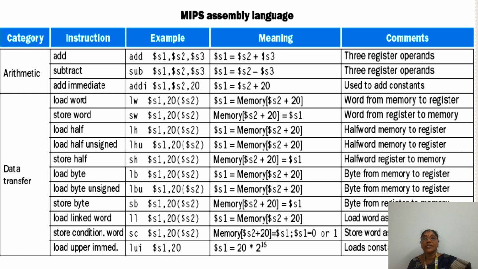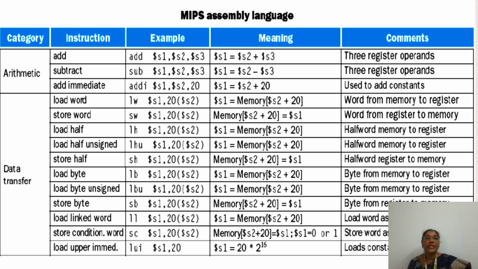In this instruction we are going to add the value 20. This 20 is a constant. This constant has to be added with the content of the S2 register, and the result is stored in the S1 register. So these are the types of arithmetic operations that can be done in the MIPS architecture.